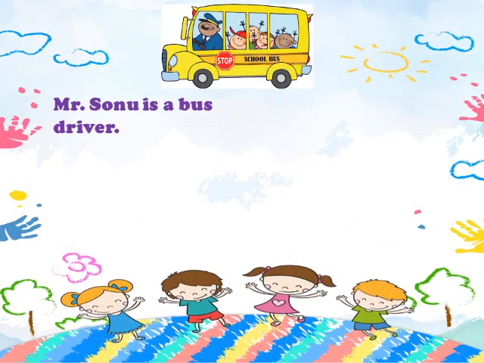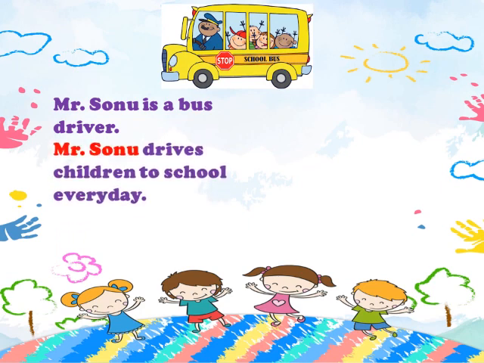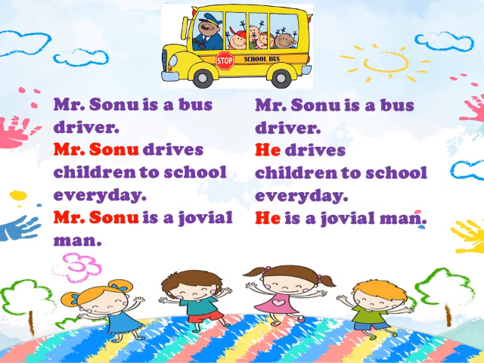Mr. Sonu is a bus driver. Mr. Sonu drives children to school every day. Mr. Sonu is a jovial man. These three sentences describe Mr. Sonu. Instead of repeating his name in all the sentences, we can also use a pronoun, he. Thus, we can say that Mr. Sonu is a bus driver. He drives children to school every day. He is a jovial man.